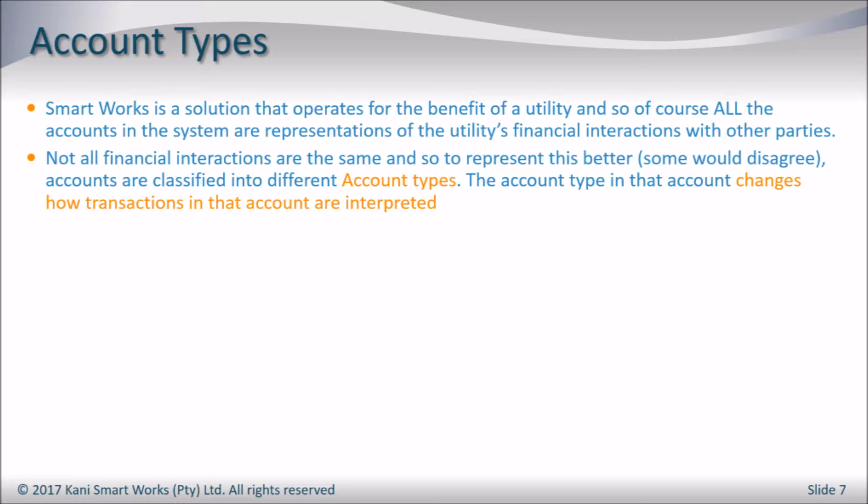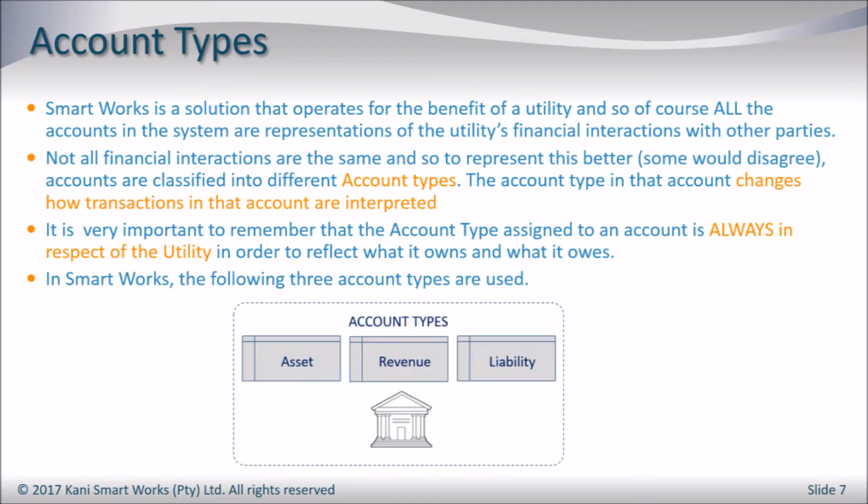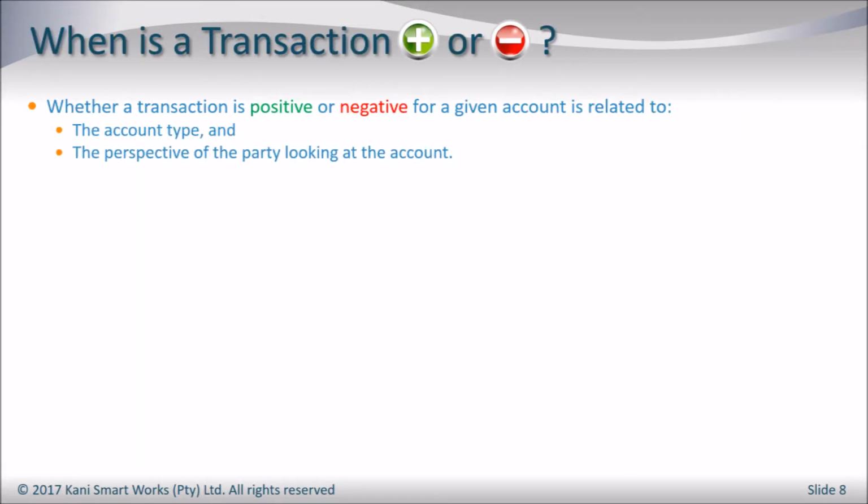The account type of an account changes how transactions in that account are interpreted. It is very important to remember that the account type assigned to an account is always in respect of the utility, in order to reflect what it owns and what it owes. In SmartWorks, the following three account types are used: asset, revenue, and liability account types. To be or not to be.